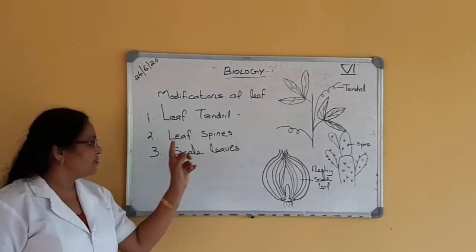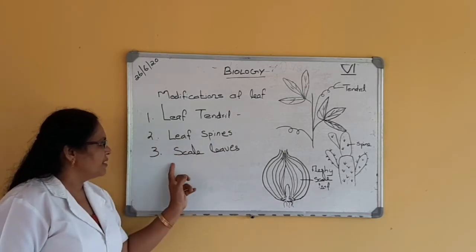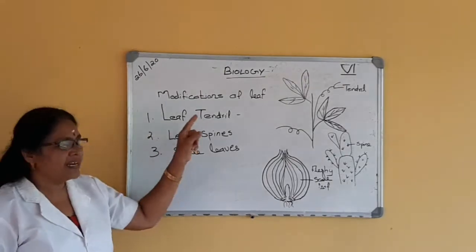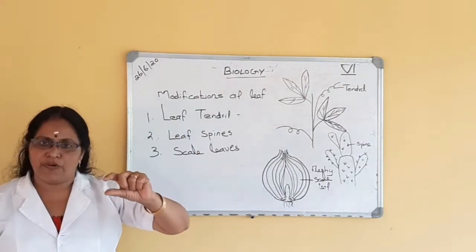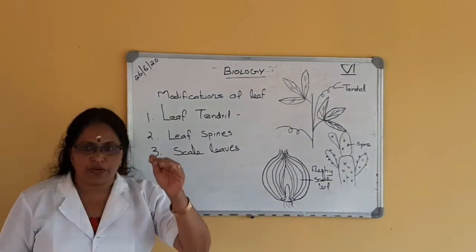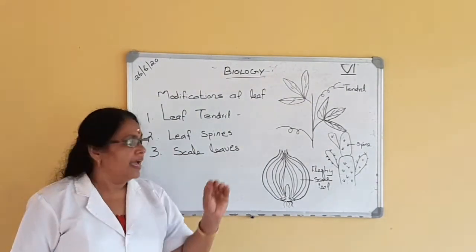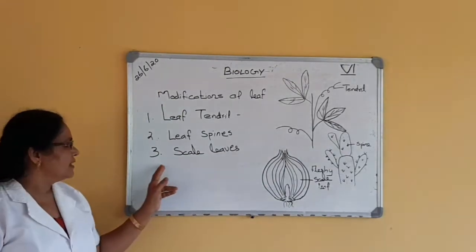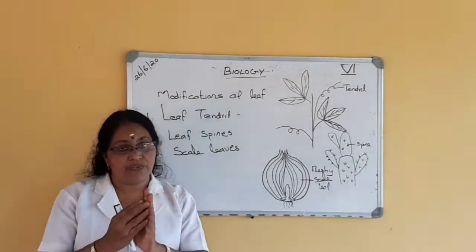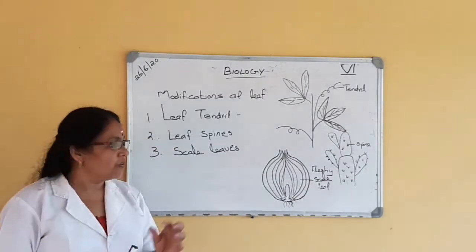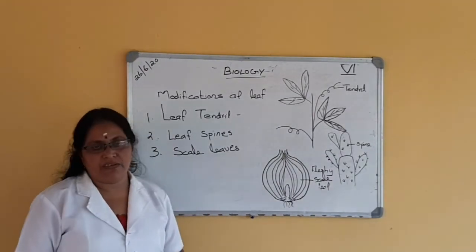Leaf tendril, first one. Second one, leaf spines. Third one, scale leaves. Their function: leaf tendril to give support while climbing on other plants. Leaf spines to reduce the loss of water and also to protect the plant from grazing animals. Then scale leaves to store the food and also to protect the growing bud. That's all about the modifications of leaves.